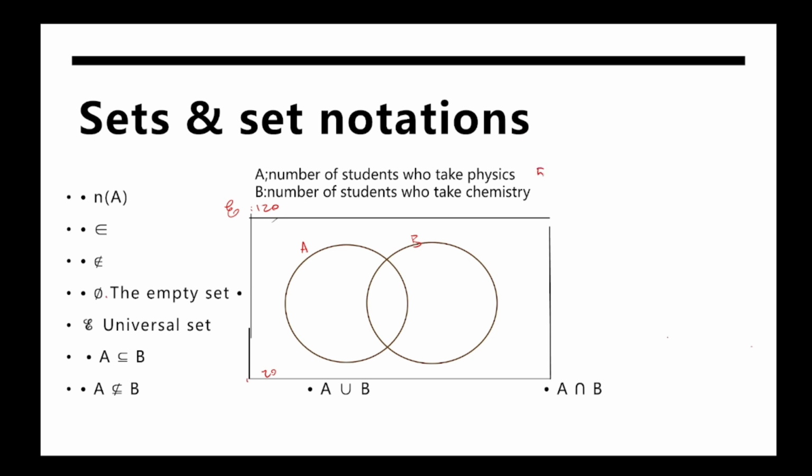And I say there are 50 of them who take physics and 70 of them who take chemistry. The sum of A and B, when we're looking at it, is over 100 because there are actually students who take both. Let's say 30 students take only physics, which leaves us 20 of them who take both, and thus 50 of them who take only chemistry.